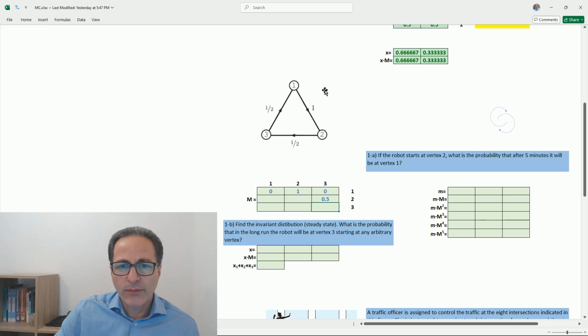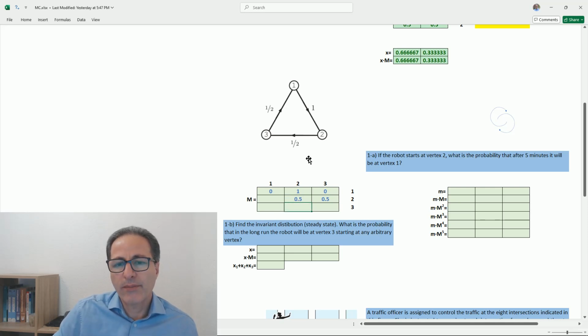And it doesn't move to 1. It means that with the other 50% probability, it may stay at the same vertex. So if we don't show that loop, it means that if the sum of the outgoing probabilities is not equal to 1, the remaining part is going to be from the same vertex to itself. So 2 to 2, we have again 0.5.